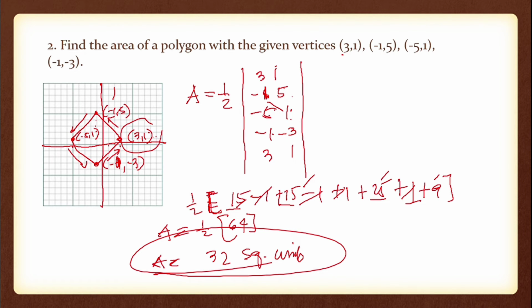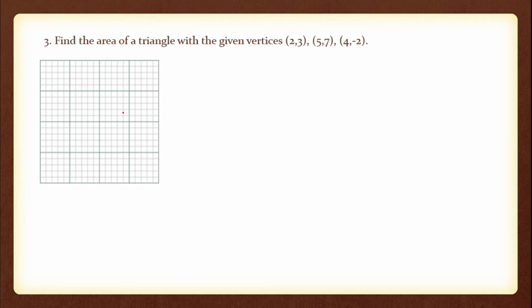Okay, that's number 2. So number 3: find the area of the triangle with the given vertices 2, 3, 5, 7, and 4, negative 2. Try at home, not the same pattern or the point where we started. I started with 2 and 3, 5 and 7, and 4 and negative 2.